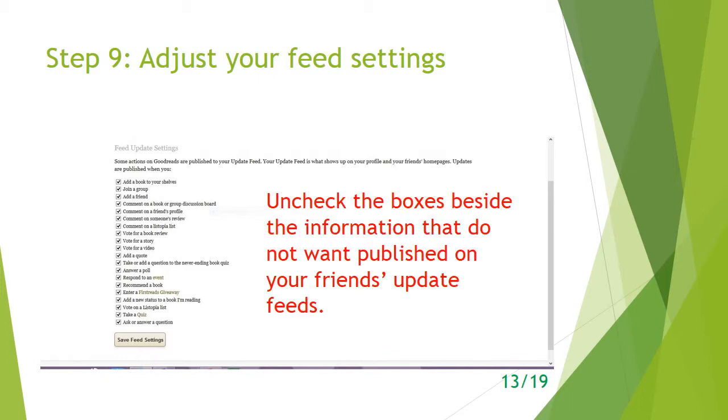All you need to do is uncheck boxes that are beside information that you do not want published on your friends' feeds. So if you don't want every time you join or enter a giveaway to be shown on your friends' accounts, then you would uncheck that box, click Save Feed Settings, and those would not show up on your friend's account.